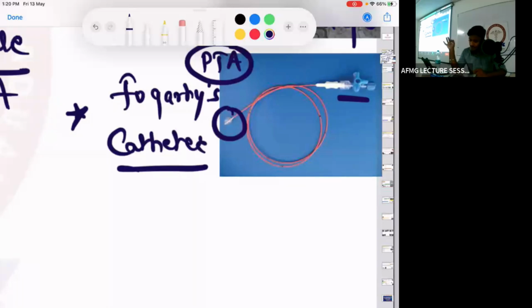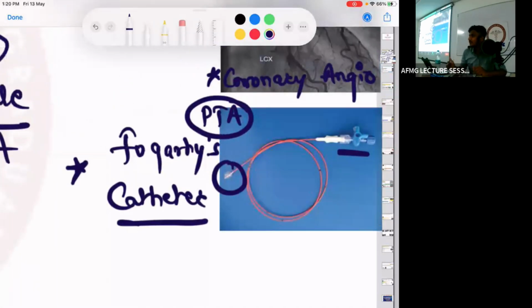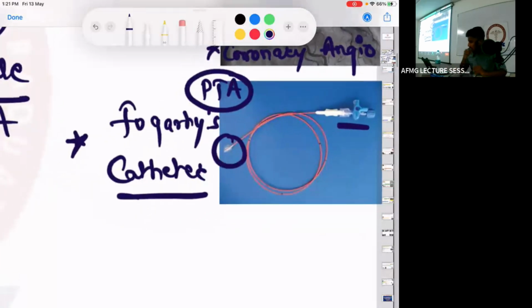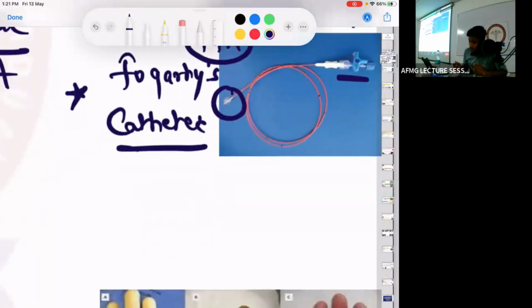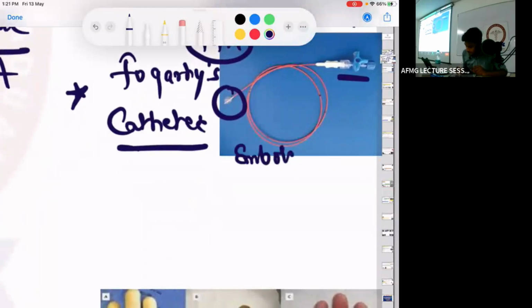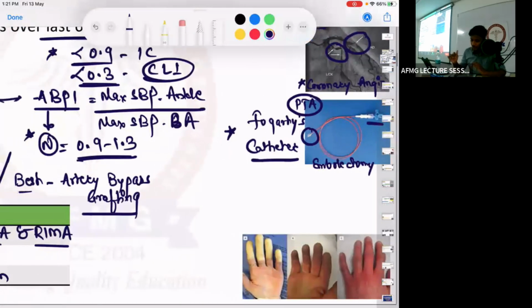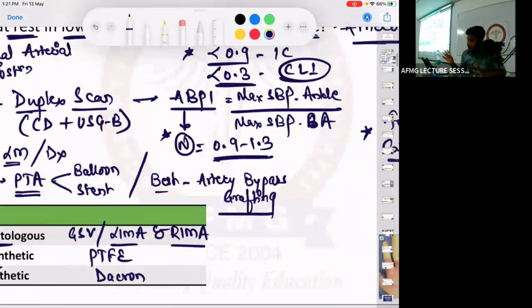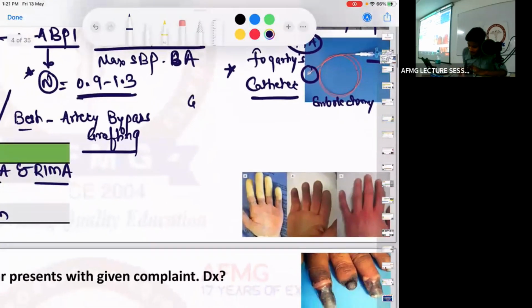ठीक है? तो याद रखना, this is a Fogarty's vascular catheter, and Fogarty's vascular catheter is used for which surgery? First is percutaneous transluminal angioplasty. And second, it is also used for embolectomy. If you need to remove an embolus, you can also do it with the help of Fogarty's catheter. No issues with this. Now, if a patient has atherosclerosis or gradual arterial obstruction, investigation of choice was duplex scanning. But the gold standard is not practical, it is invasive.